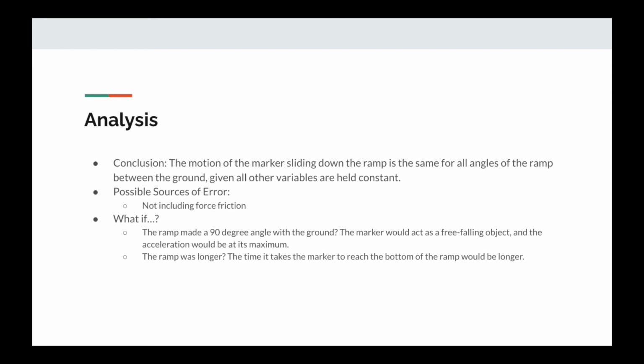What if the ramp made a 90-degree angle with the ground? Then the marker would act as a free-falling object, as we saw in our Physics Lab 2, and the acceleration would be at its maximum. What if the ramp was longer? Then the time it takes the marker to reach the bottom of the ramp would be longer.